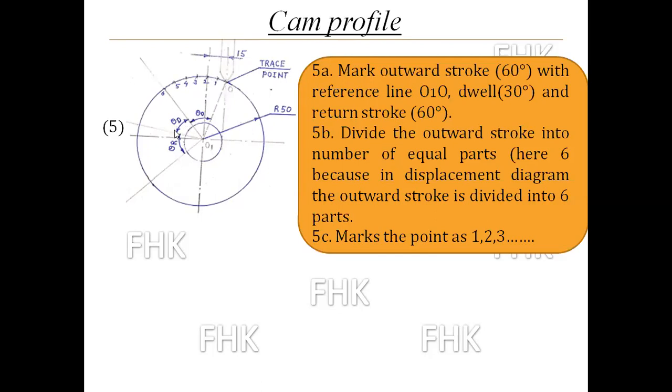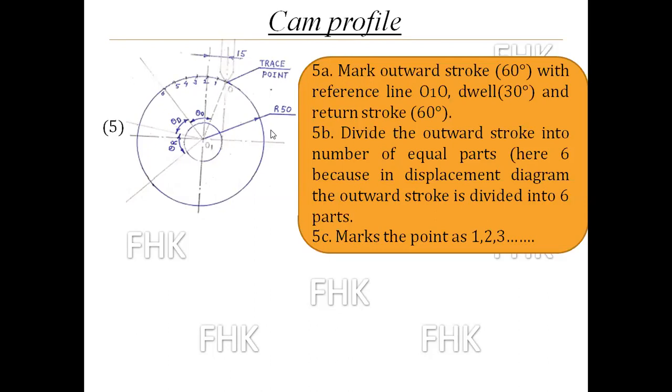After that, the dwell pivot is given as 30 degrees. From this line O1 6, mark the dwell angle with the help of a protractor, and then from this reference line mark the return stroke as you did earlier. Remember that point, you have to measure the outward stroke from O1O. That is an important point. Don't make a mistake in that.